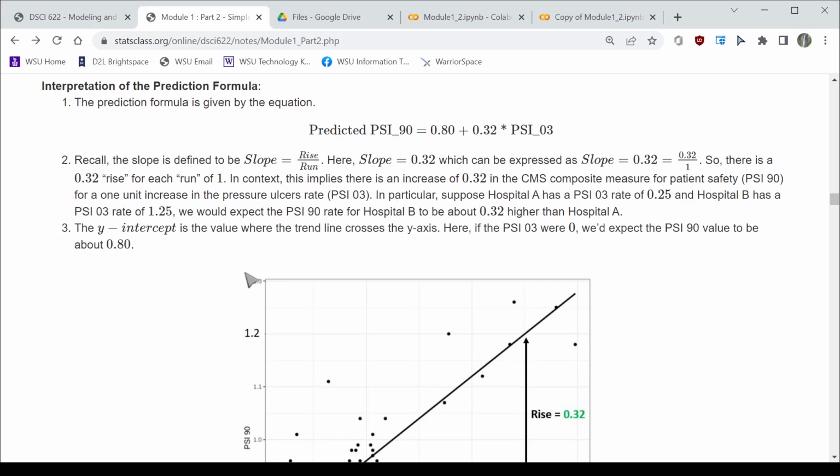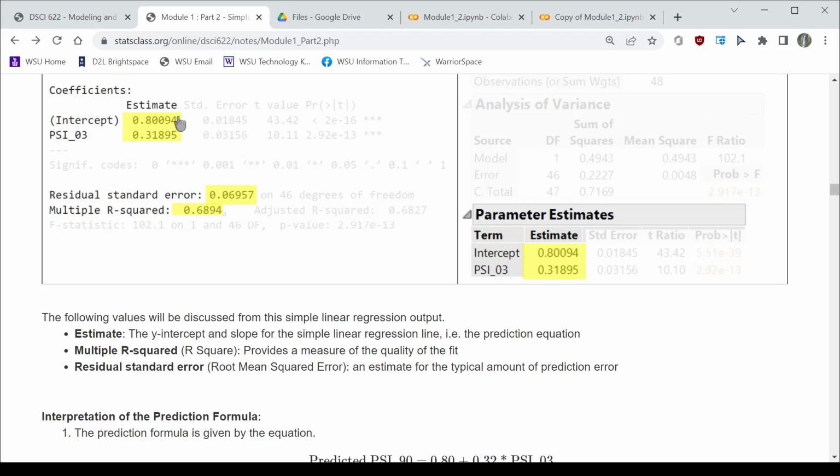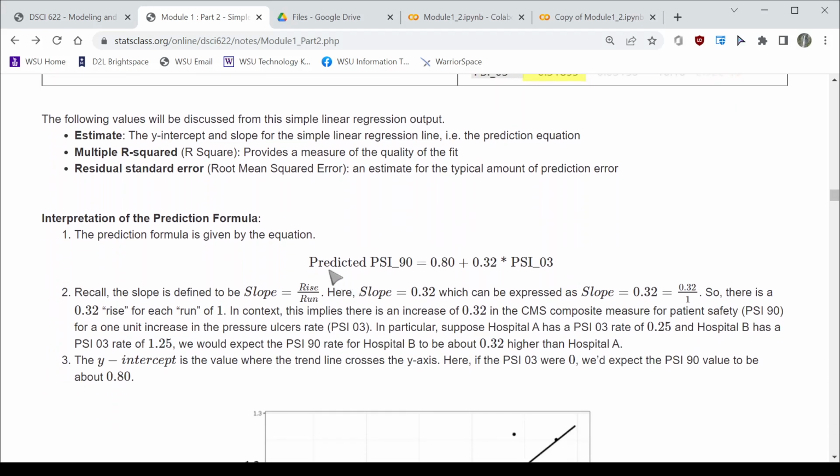Let us first consider the prediction formula. The prediction formula is just obtained under the estimates here. So the first one here is the y-intercept at 0.80. And then this is going to be the slope for PSI03, and that's going to be 0.32 if I round that. So that's how I got this prediction equation.